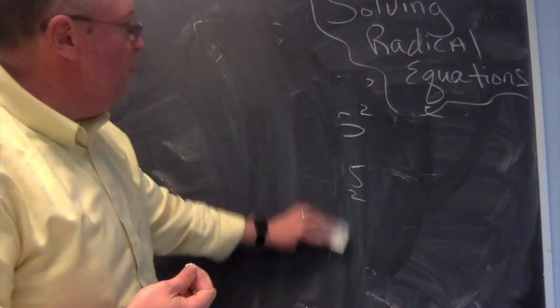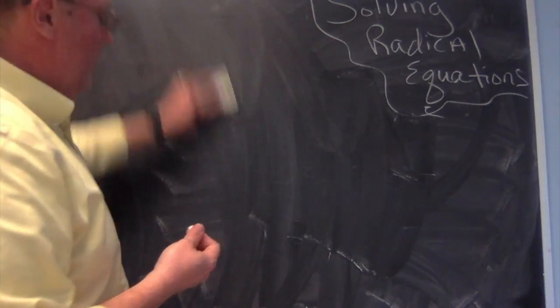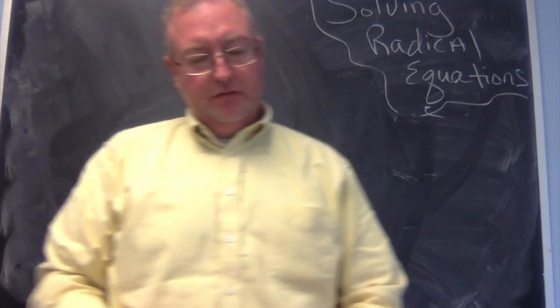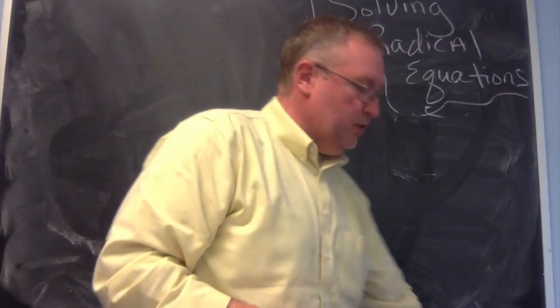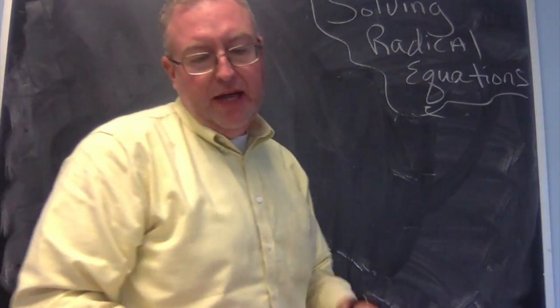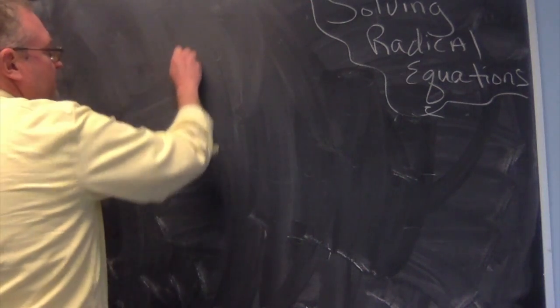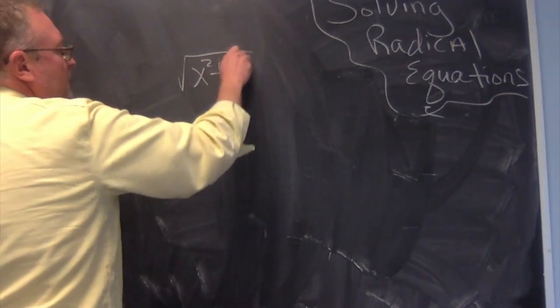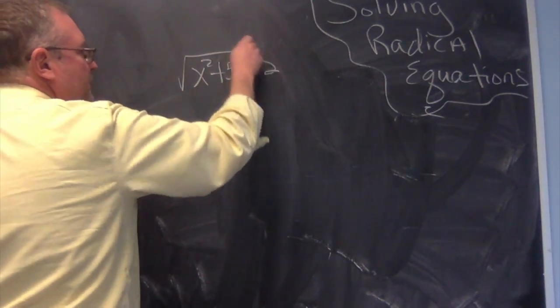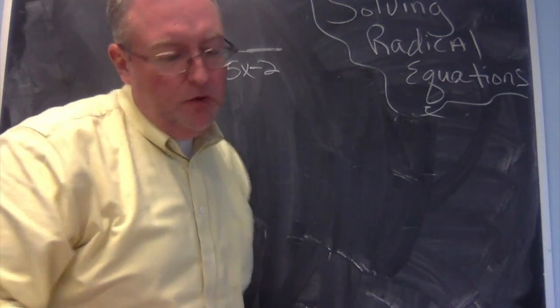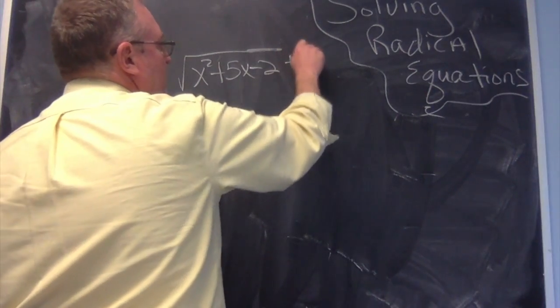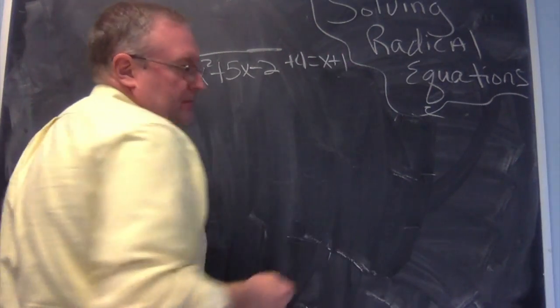On page 300. Page 300, if you turn over there real quick. They have a longer question for us. Switch pieces of chalk. We have the square root of x squared plus 5x minus 2, all underneath that radical sign, and then plus 4 equals x plus 1. We good?